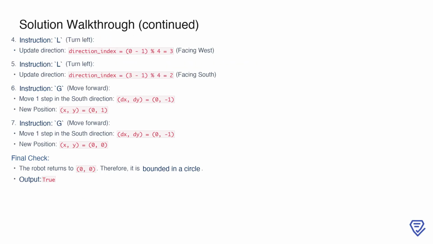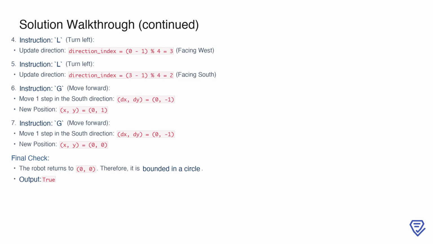Now, the robot encounters the instruction L, which means it turns left. Turning left decreases the direction index by 1, and since the values wrap around using modulo 4, the new direction index becomes 3, which corresponds to facing west. Another L instruction follows, causing another left turn. This time, the direction index decreases from 3 to 2, which means the robot is now facing south. The next instruction G tells the robot to move forward in the south direction. Movement in this direction decreases the y coordinate by 1, so the new position becomes (0, 1).